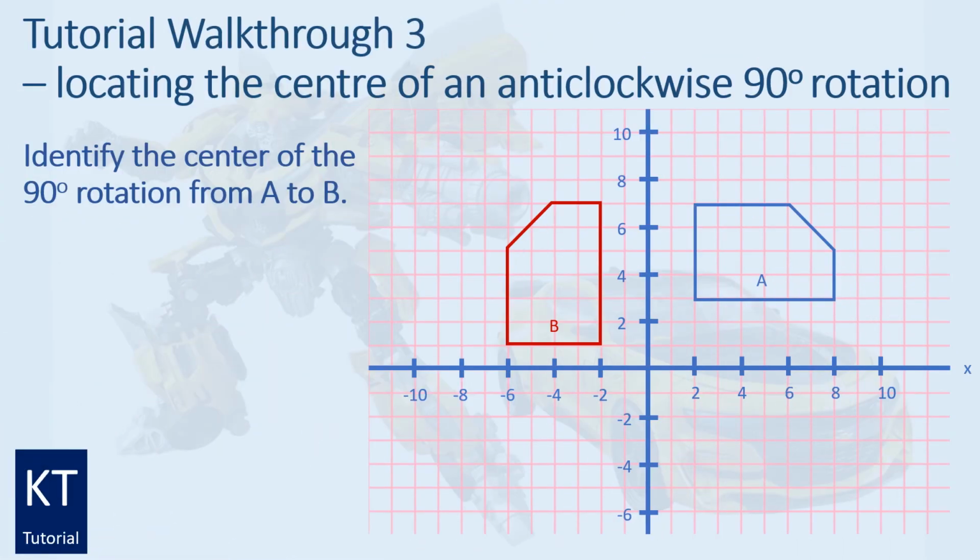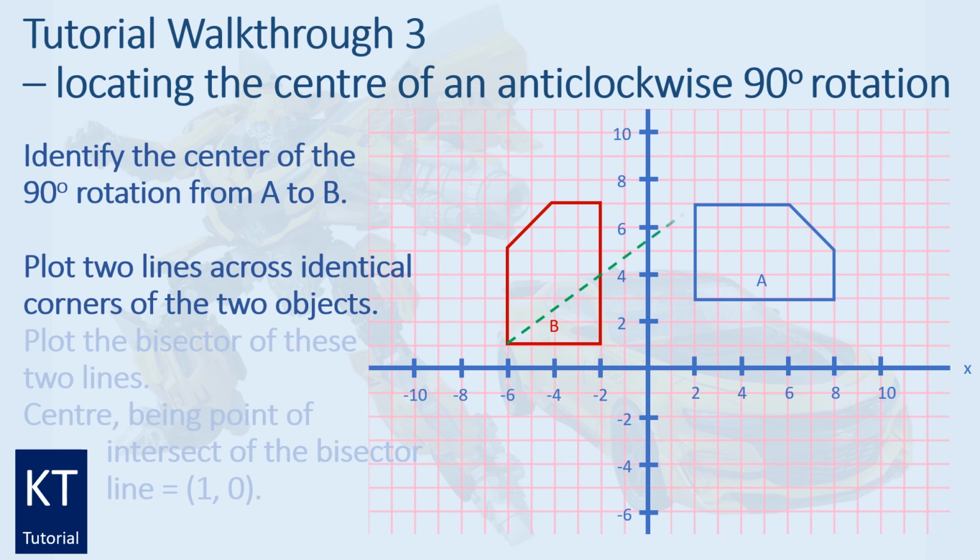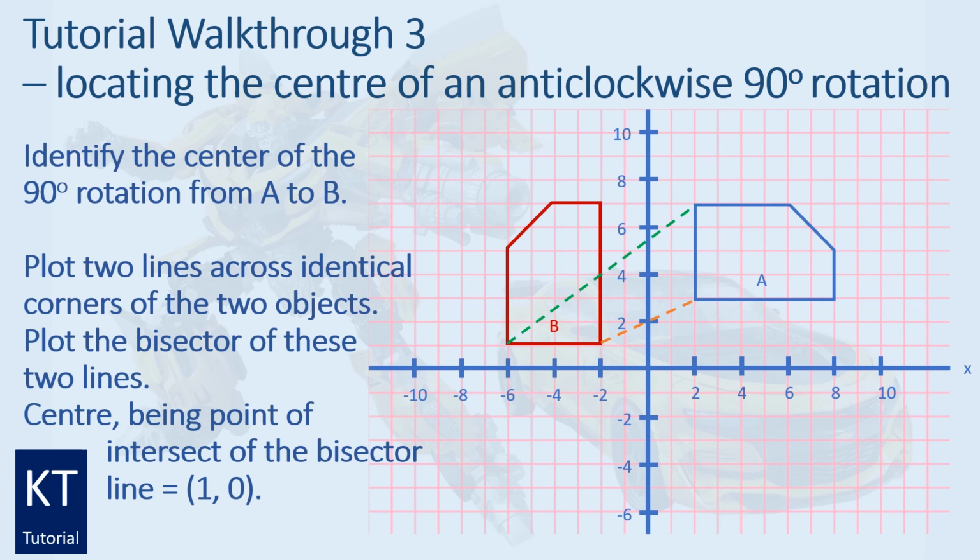Tutorial Walkthrough 3. Identify the center of the 90-degree rotation from A to B. Begin by plotting two lines across identical corners of the two objects in the diagram. In this case, you have to additionally plot the bisector of these two lines. The center is the point of the intersect of the bisector lines, and this being the coordinate 1, 0.